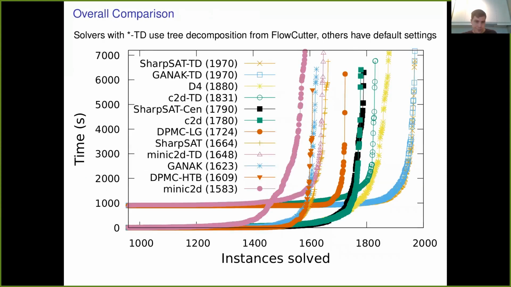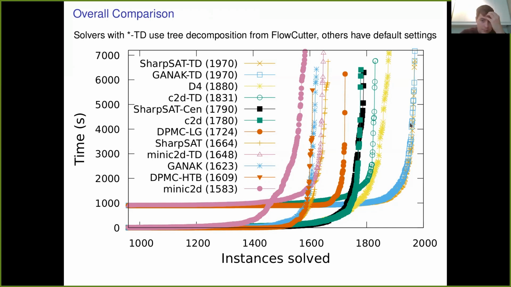Okay, let's see this cactus plot, this overall comparison of these model counters. On the x-axis we have how many instances are solved, and on the y-axis the time in which the instance was solved. Overall, SharpSAT-TD and Ganak-TD solve the most instances. Ganak-TD is just the same modification as SharpSAT-TD, but done on Ganak. And Ganak is another model counter that is basically a modification of SharpSAT. So we see that if we do this, Ganak and SharpSAT seem to be very equivalent.